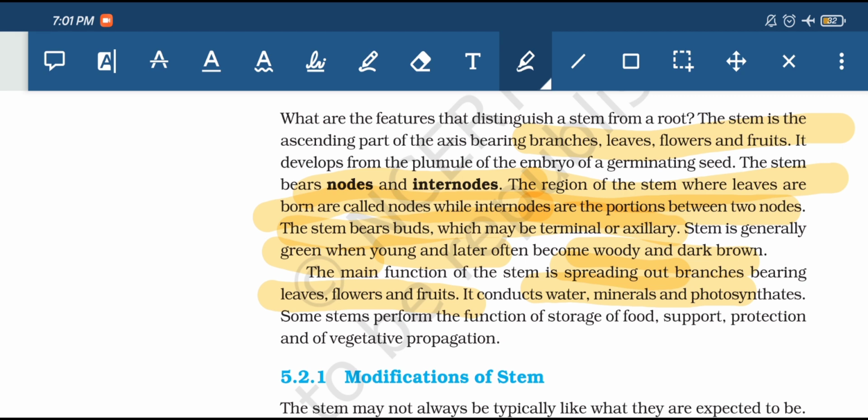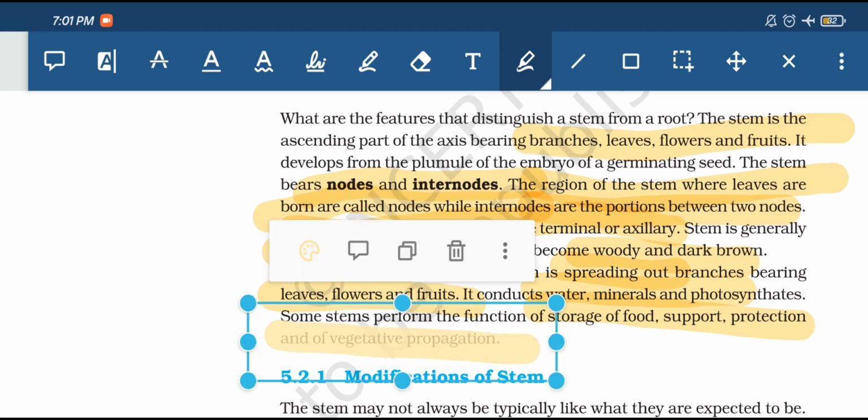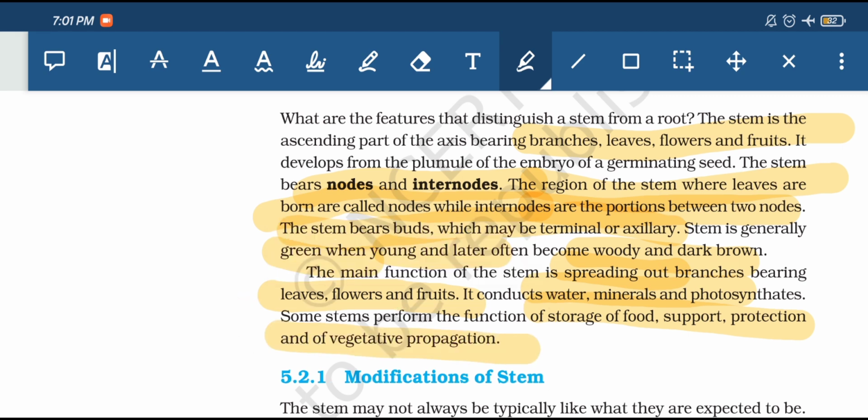Some stems perform functions such as storage of food, support and protection, and vegetative propagation also. So apart from the main functions like spreading out of branches, bearing of leaves, flowers and fruits, conduction of water and minerals, and photosynthesis, some stems perform additional functions such as storage of food, support to the plant body, protection of the plant body, and also vegetative propagation, or vegetative reproduction.